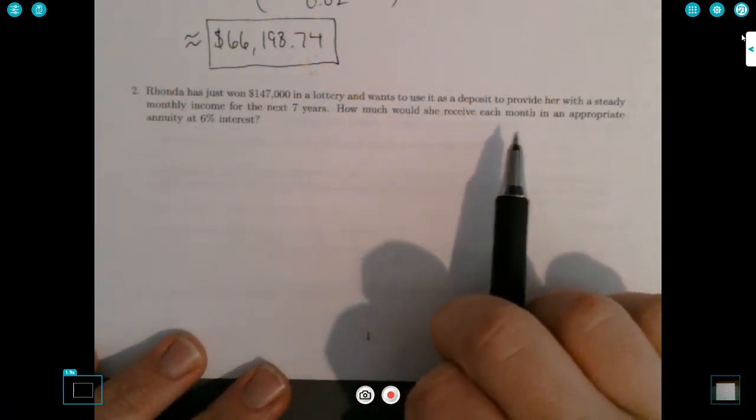Okay, let's do another one. Number 2 says, Rhonda has just won $147,000 in a lottery and wants to use it as a deposit to provide her with a steady monthly income for the next 7 years. With only $147,000, I don't know. I mean, she can get a steady income, but it's not going to be very high, I guess, right? But that's okay. How much would she receive each month in an appropriate annuity at 6% interest?